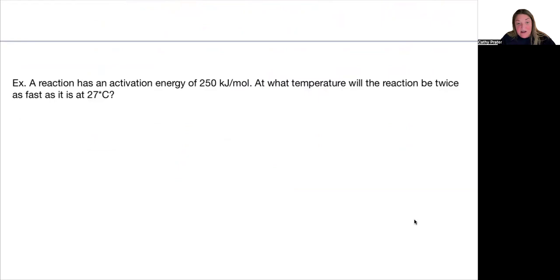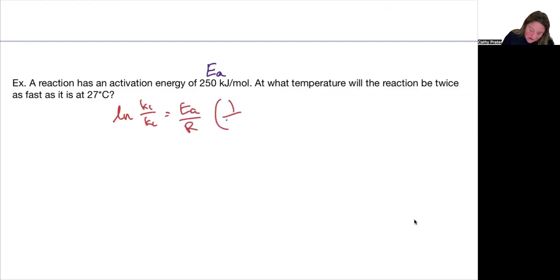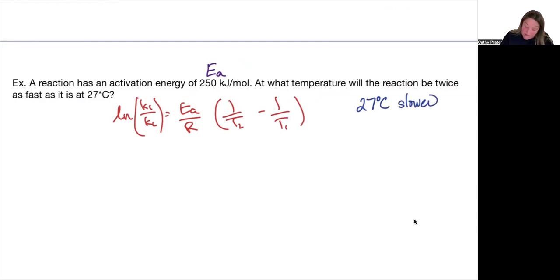A reaction has an activation energy of 250 kilojoules per mole. At what temperature will the reaction be twice as fast as it is at 27 degrees Celsius? So there are different ways we can approach this. I'm going to copy my equation down here. The first thing we should think through is whether the second temperature is going to be higher or lower than 27 degrees Celsius. 27 degrees Celsius is going to be the slower temperature because I want to know at what temperature it will be twice as fast as it is at 27 degrees Celsius.